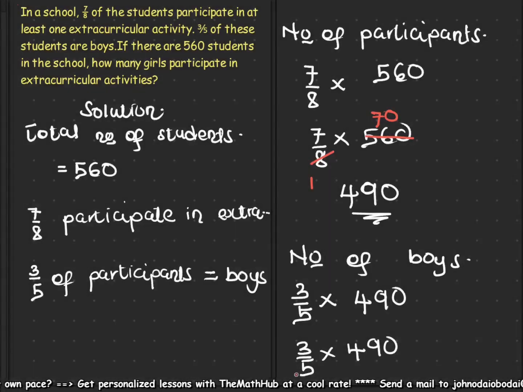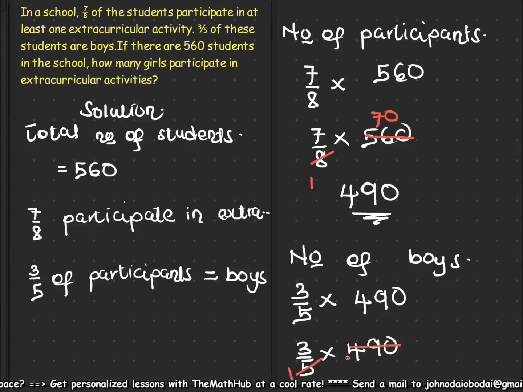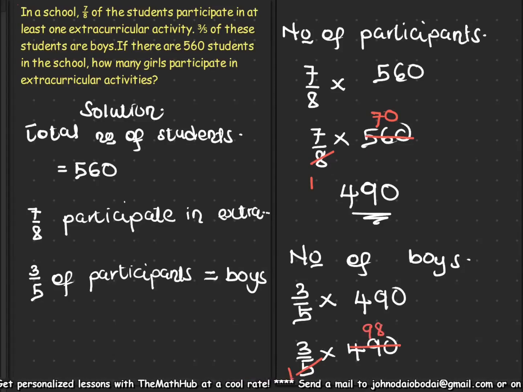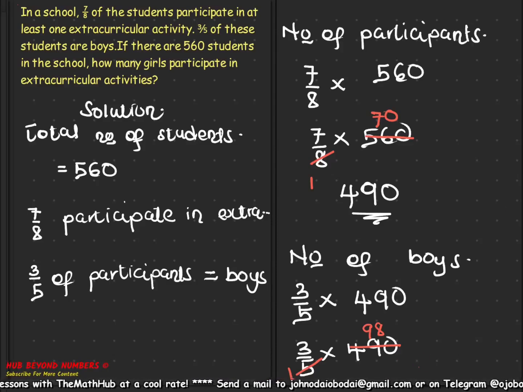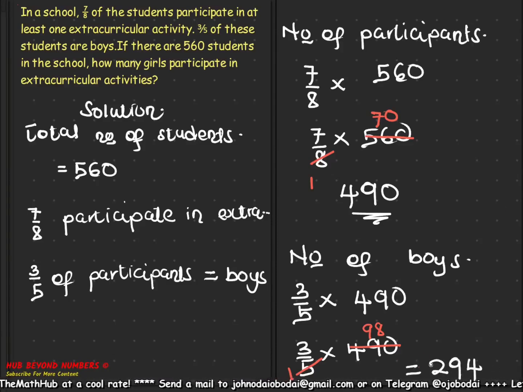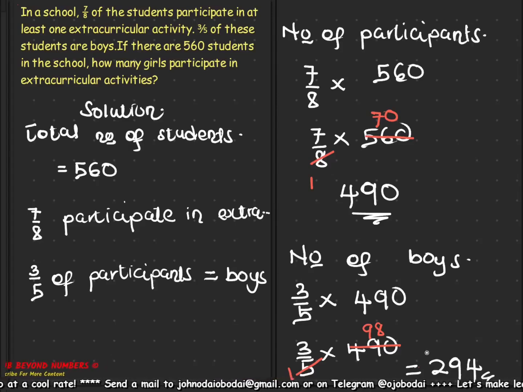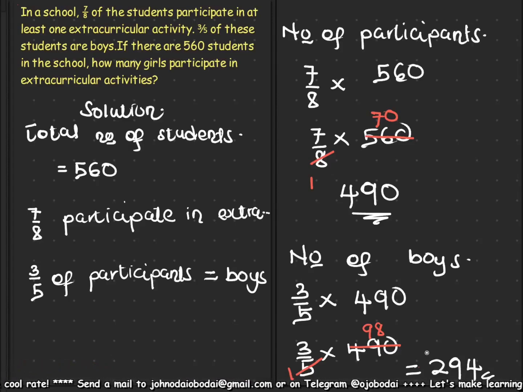We know that 5 divides itself once, and into 490, how many times? 98. Then 98 times 3 gives us 294. So out of the participants, it is 294 that are boys. But our question says, how many girls? And we know if you are not a boy, you are a girl, right? It's either boy or girl.